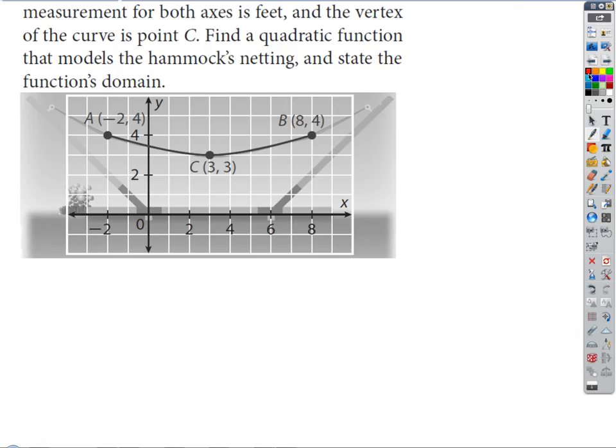parent function. The parent function, if this is the vertex, if I go over 1, well, 1 squared is 1, so I go up 1, right? Does that make sense? Back 1, I go up 1. If I go over 2, how far up should I go? 4. 2 squared is 4, right? It's a parabola. So I'd go up 4, and so on, right?